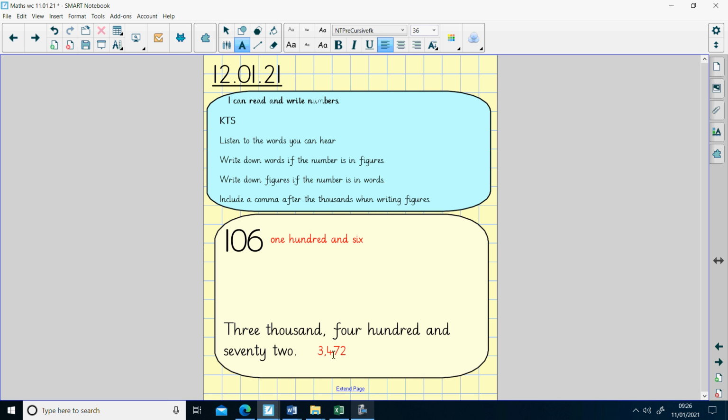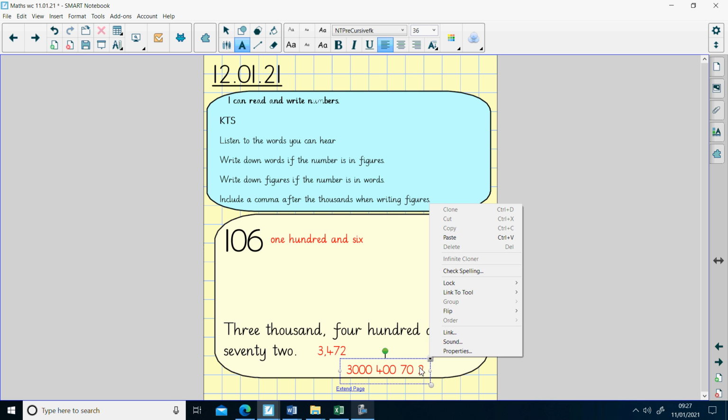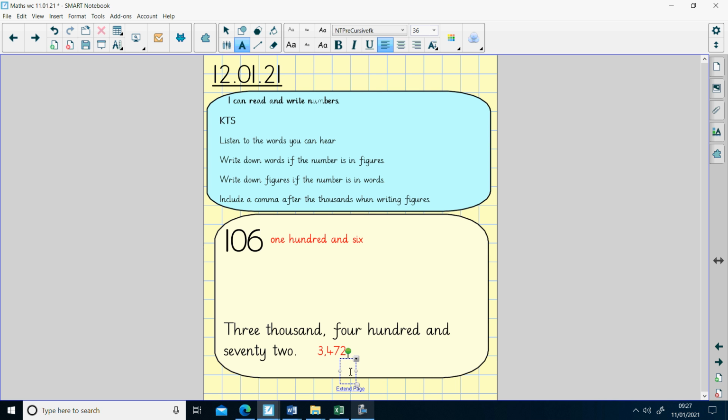So make sure you don't add any extra numbers in. So you wouldn't want to write 3,000 400 72. That's when we partition the number. So today it's just writing a digit to represent each number. So let me get rid of that because I don't want you to think that's the right answer. Okay, let's have a look what we've got next.